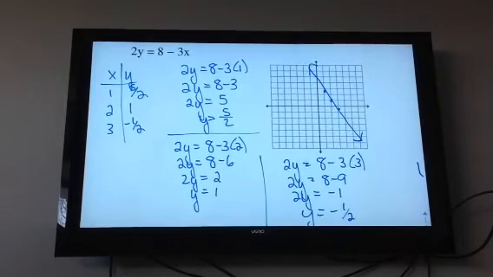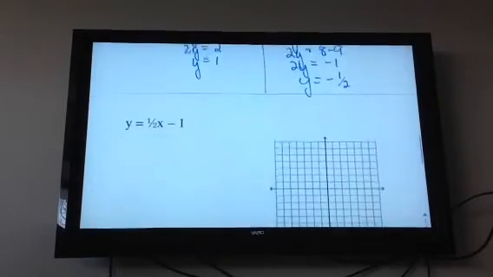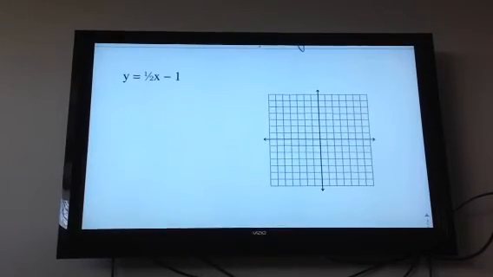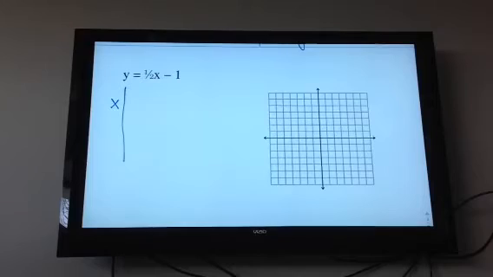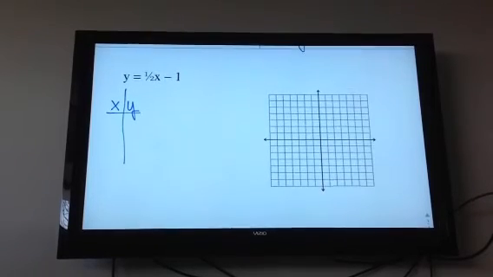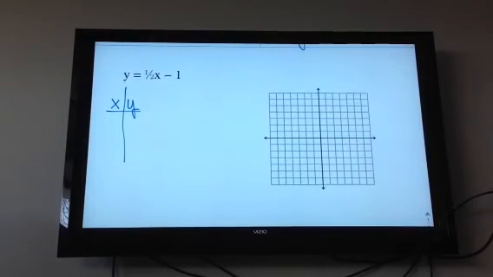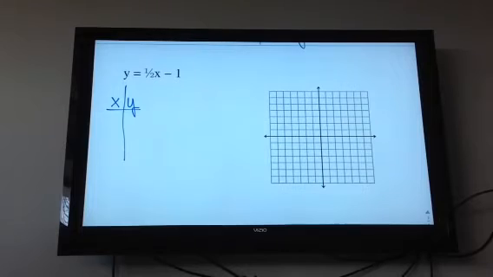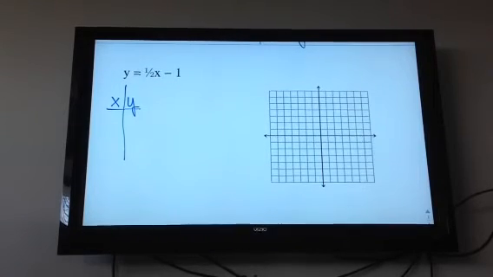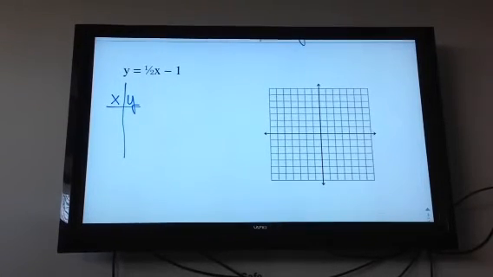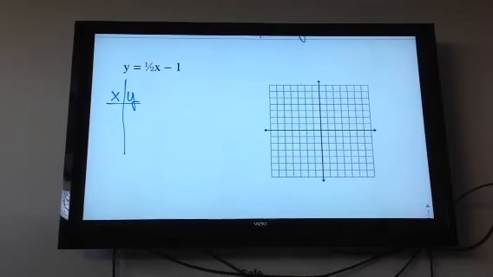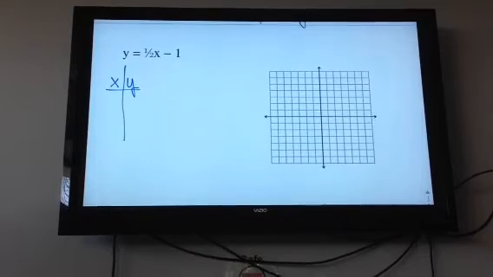I want to look at the next question. This is an example where I would not use 1, 2, and 3, because I'm taking half of something. I don't want to take half of an odd number, because then I have to work with fractions. I don't care if I get fractions, but I don't want to work with fractions. So here's where I would use an even number, like 2, 4, 6, 8, 10, 12, negative 2, negative 4. When I plug in 2, I am going to get a 0, so I'm going to use 4, 6, 8.